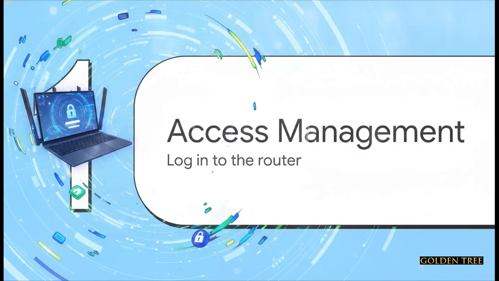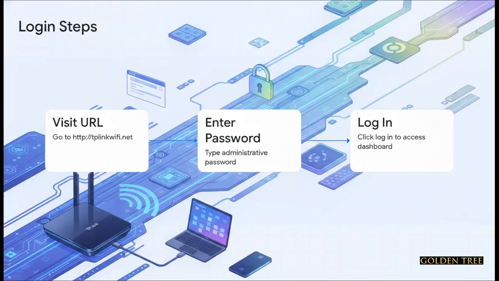Accessing router management. The first phase of this setup process is accessing the router's local management interface. Open a standard web browser and type TP-Link-Wi-Fi.net into the address bar. When the login screen appears, enter the administrative password you created when first powering on the hardware and click Login to access the main dashboard.